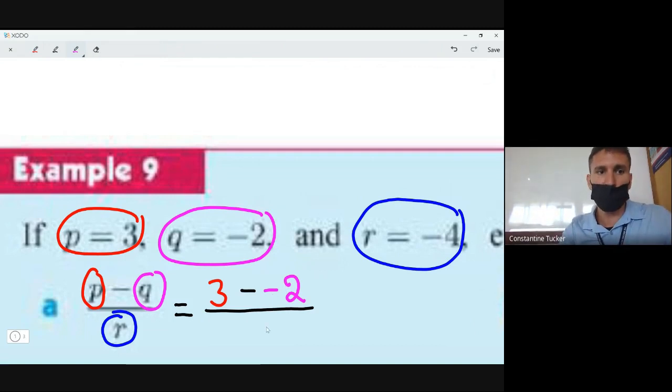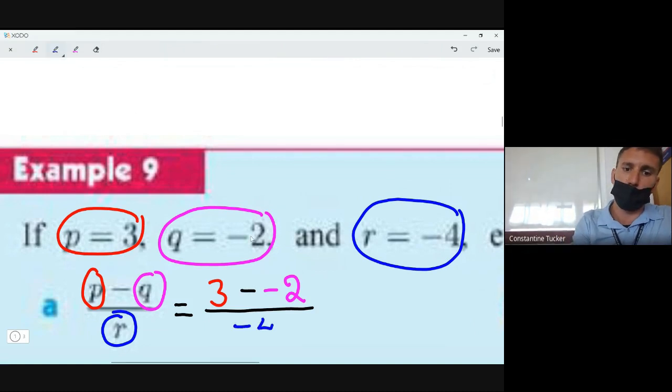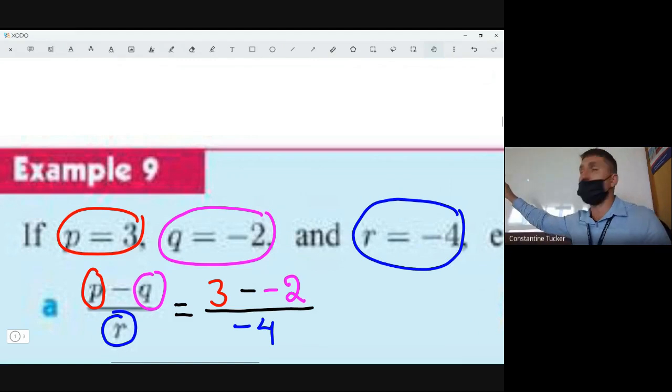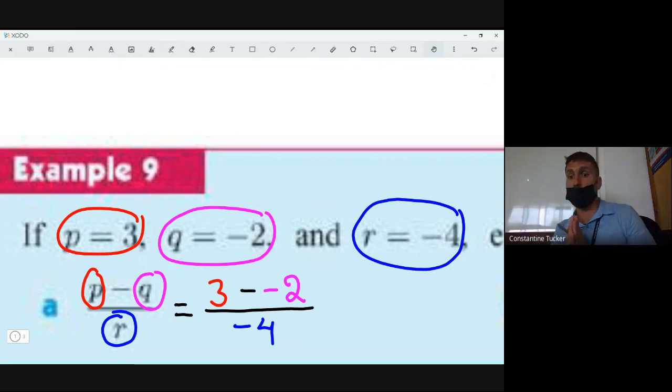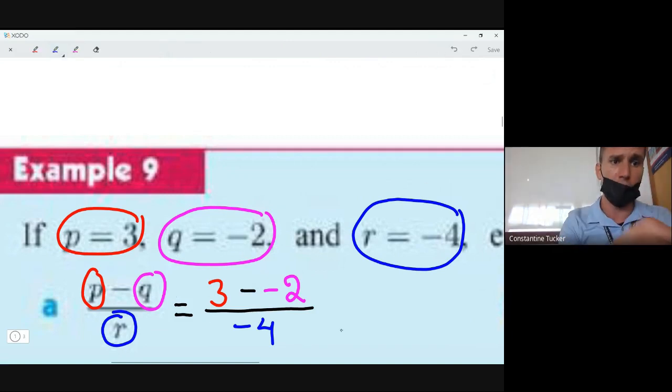Exactly. It will become positive. And then underneath we had minus 4. So we put the whole minus 4 there in the denominator. So we are done with the substitution. Yes, because they said R is minus 4 in the denominator, right? That was R. So red became 3, pink became minus 2, blue became minus 4.